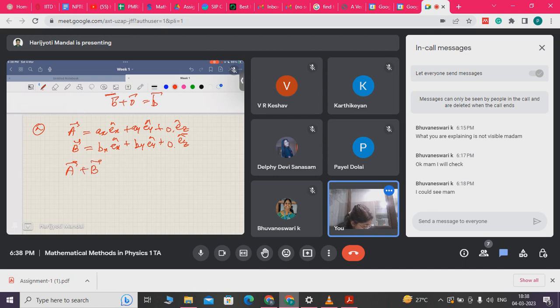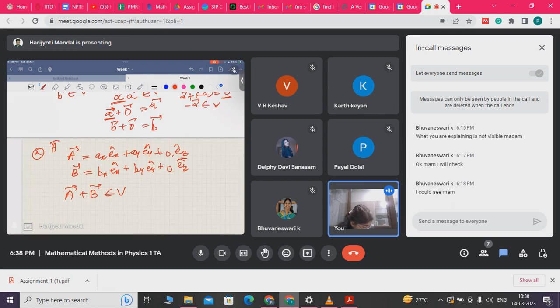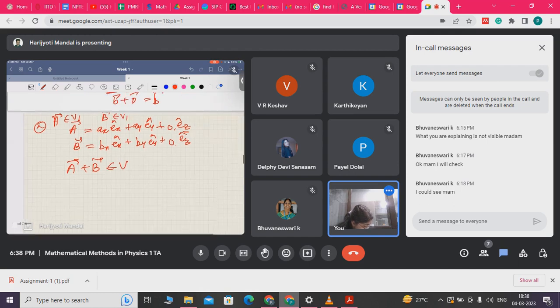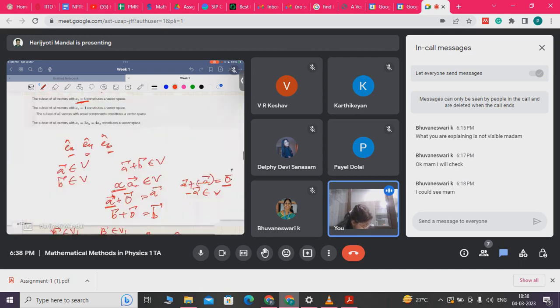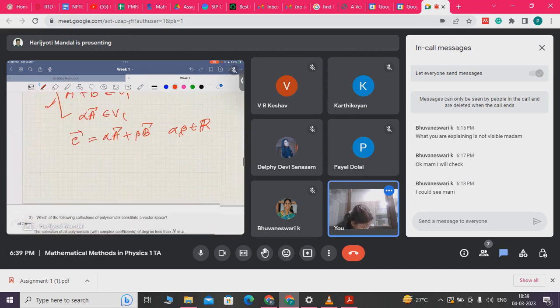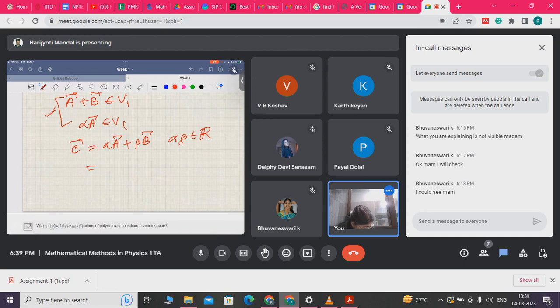Now generally we have to prove that A plus B belongs to the vector space V. Let us assume A belongs to vector space V1, B also belongs to vector space V1, and alpha A belongs to vector space V1. But we can prove these two closure properties at once. Like this, we assume a vector C which is alpha A plus beta B. Here alpha and beta belong to R.